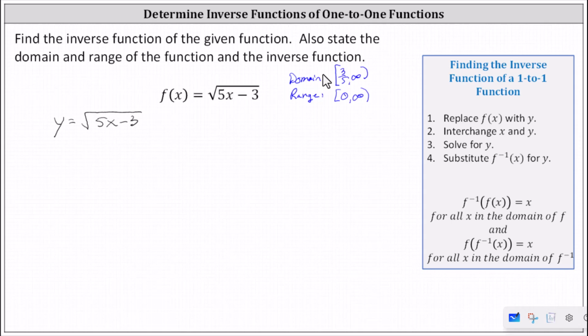And now to find the inverse, we interchange x and y. So the inverse equation is x equals the square root of the quantity 5y minus 3. And now we need to solve this equation for y, and then substitute f inverse of x for y. To solve for y, we need to undo the square root by squaring both sides of the equation.